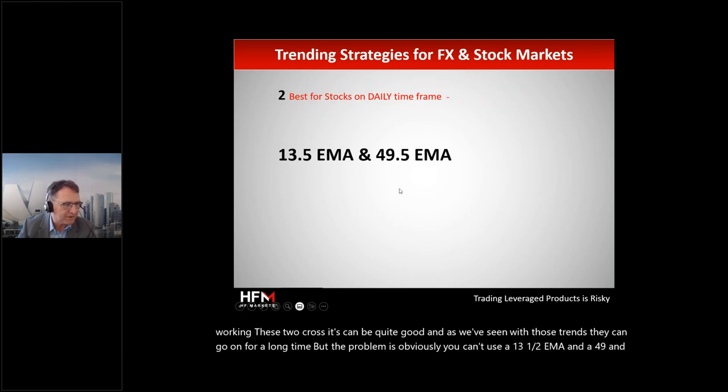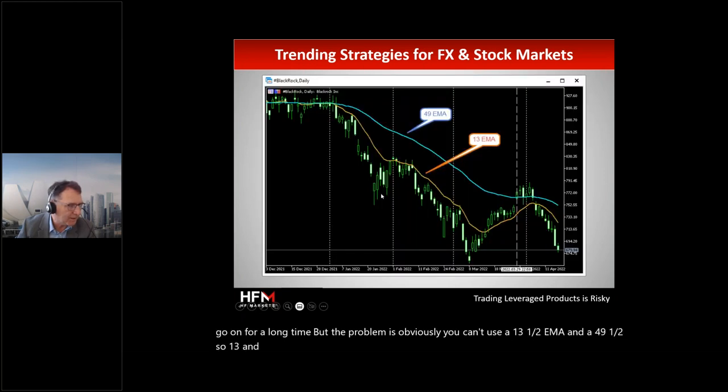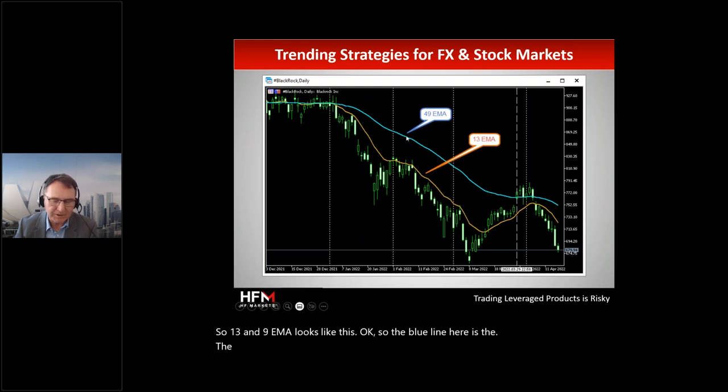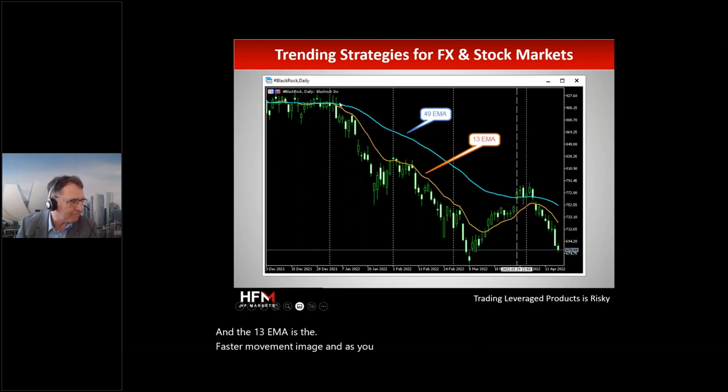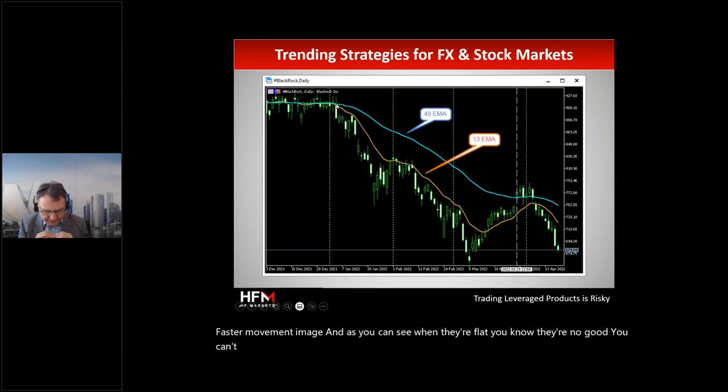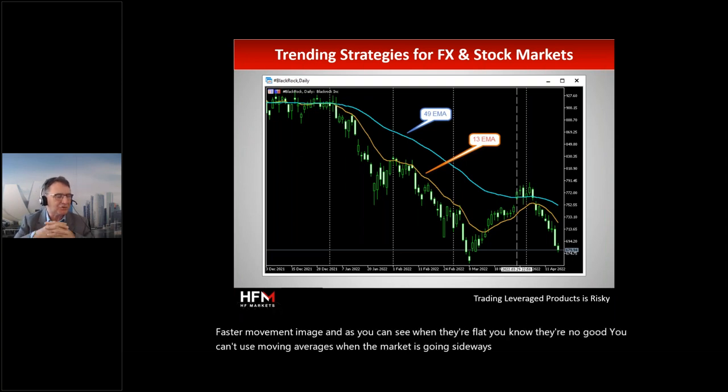So 13 and 49 EMA looks like this. Okay, so the blue line here is the higher moving average, the slower moving average, and the 13 EMA is the faster moving average. And as you can see, when they're flat, they're no good. You can't use moving averages when the market is going sideways and isn't trending.